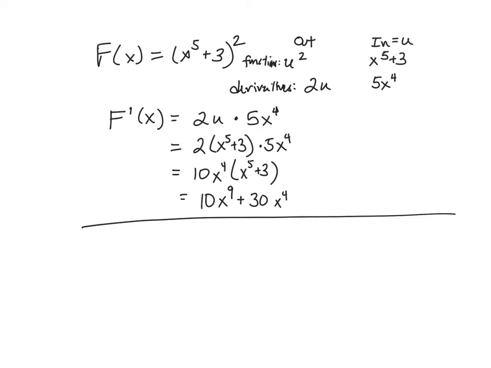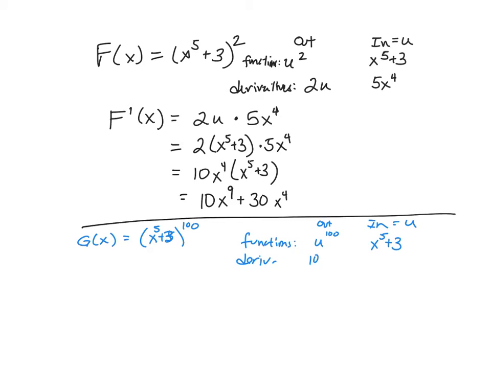I'll not use f, but capital G of x is (x to the fifth plus 3) to the 100th power. Now, my outside function and my inside function. My inside function would be x to the fifth plus 3. And my outside function would be that inside function, u to the 100th power.